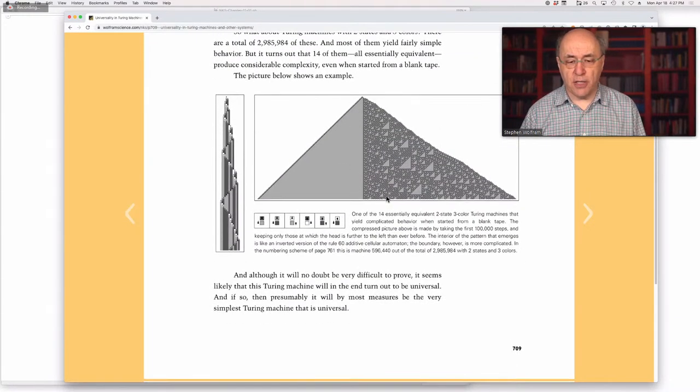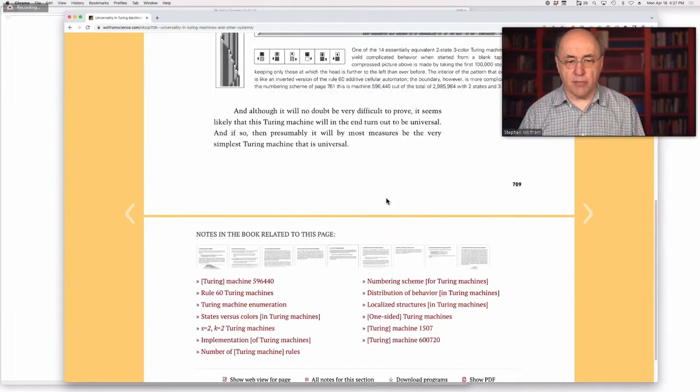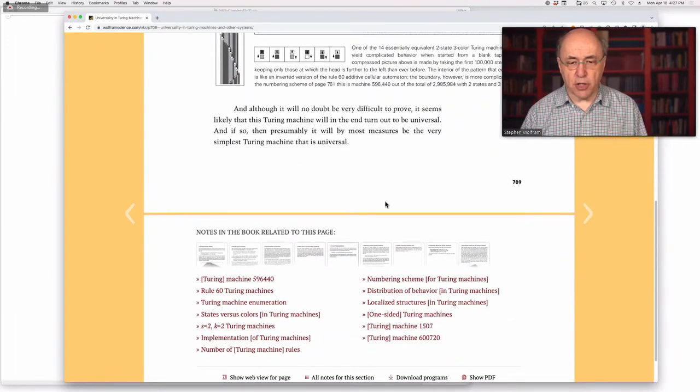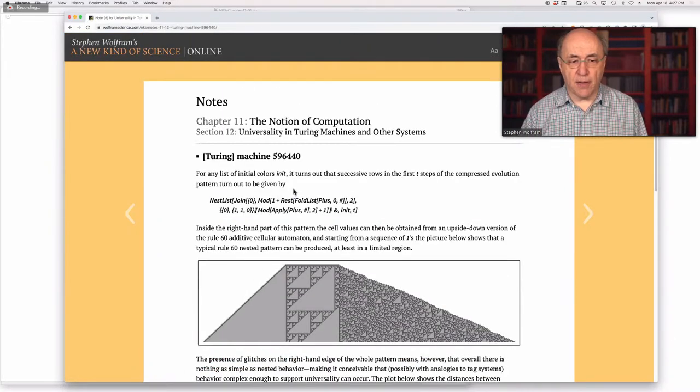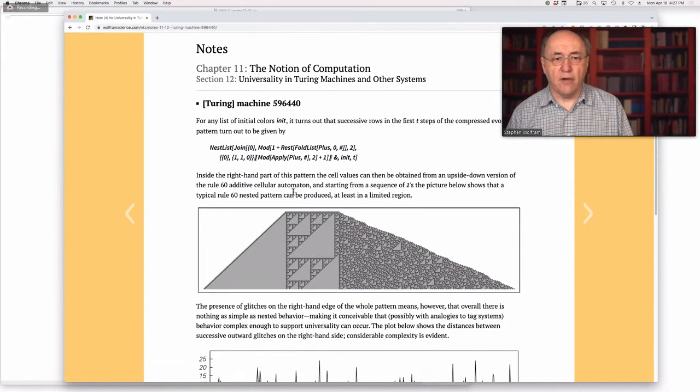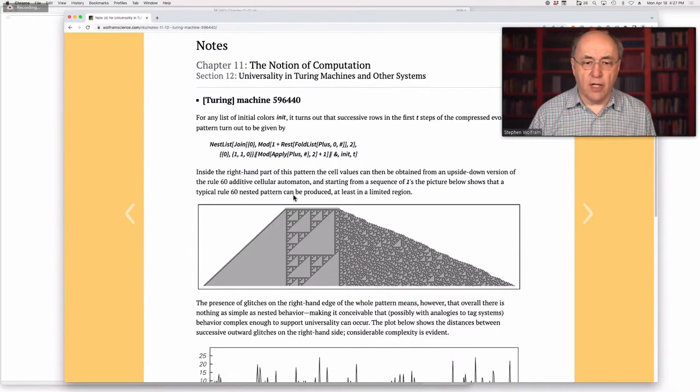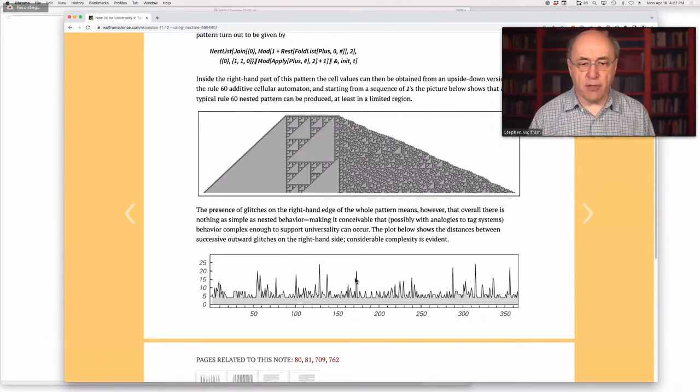Okay, so the question is, what's the story with this Turing machine? And I just want to show some things here that talked about that. That's this Turing machine, 596440. And I talked a little bit about some complicated behavior in that Turing machine. There are some aspects of this structure that are actually just like an additive rule 60 cellular automaton, but there are little glitches that happen, and those little glitches are very complicated.